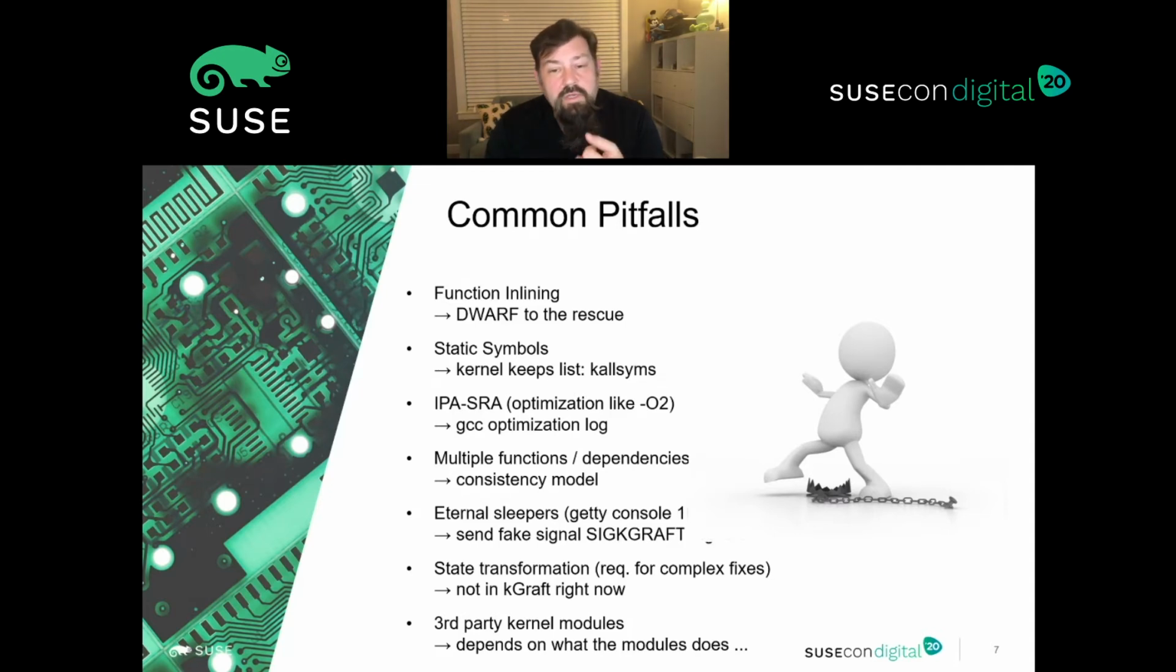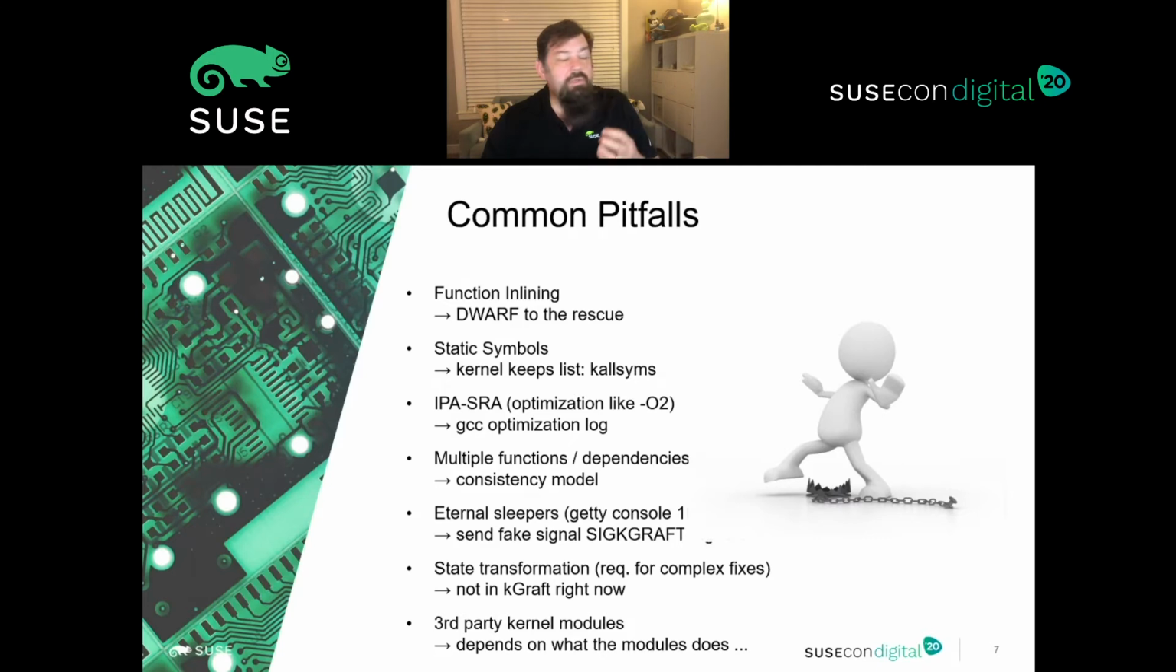Static symbols. Oftentimes code will use either static symbols or unexported symbols that we need to pay attention to from a patching perspective. How we look at fixing that is kallsyms, where the kernel keeps a list of all of the symbols. So that helps us out on that patching piece. IPA-SRA, and this is one that I'm going to actually read off of my screen because I can never remember the specifics. It's interprocedural scalar replacement of aggregates.